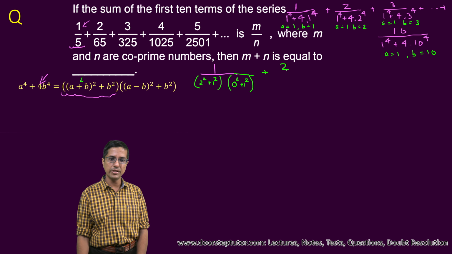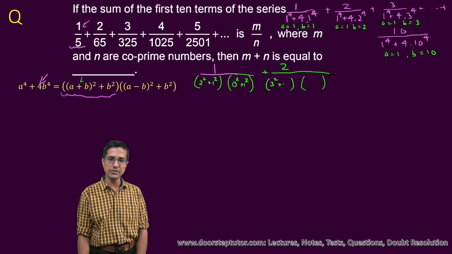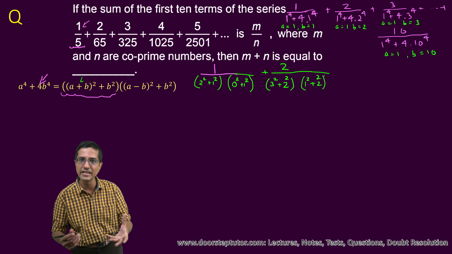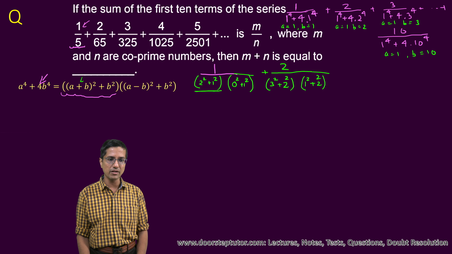The second one will be 2 upon, again there will be two terms. First one is a plus b the whole square plus b square. So a plus b the whole square is of course 3 squared plus b square, which is 2 square. A minus b squared is 1 squared. And b is 2, so b is 2 square. Now a pattern is emerging. We can already see that the factors are actually common across these, right?